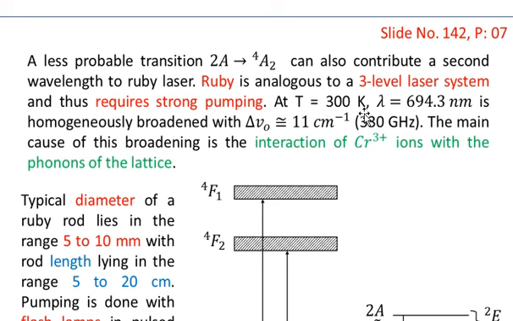At 300 Kelvin, the wavelength lambda equal to 694.3 nanometers is homogeneously broadened. The broadening in terms of frequency, delta nu naught, is approximately 11 centimeter inverse, or in terms of frequency 330 gigahertz. The main cause of this broadening is the interaction of the triply ionized chromium ion with the phonons of the lattice.